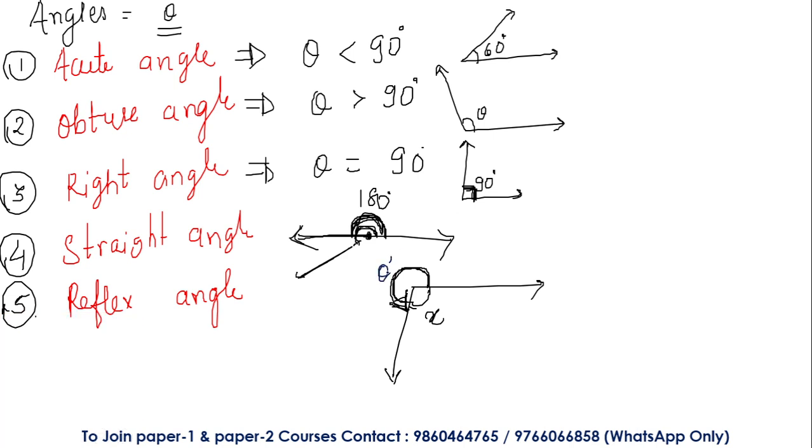For example, let us consider this as theta. So here a reflex angle is always more than 180 degrees. It is always greater than 180 degrees. We are not talking about this angle, we are talking about this angle. Okay, this is the reflex angle. I hope you have got all the angles that I have explained to you: acute, obtuse, right angle, then straight, reflex angle.